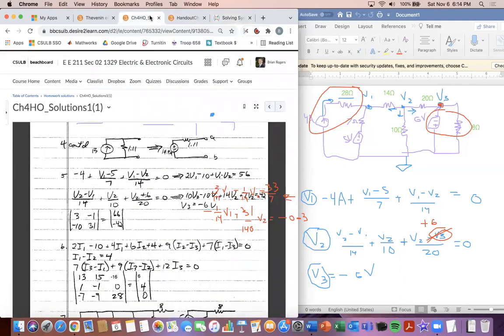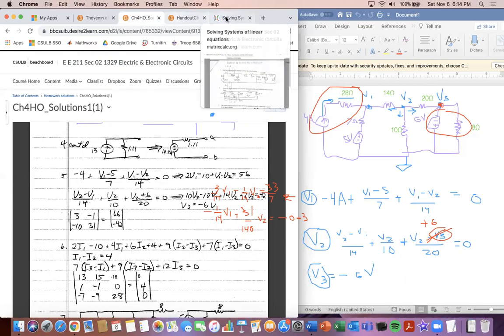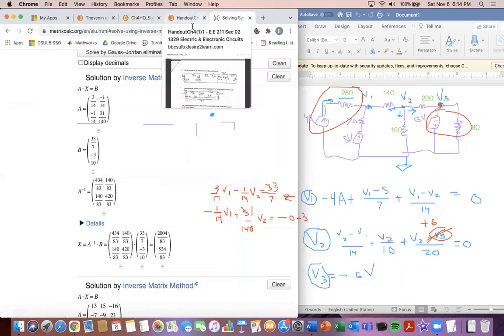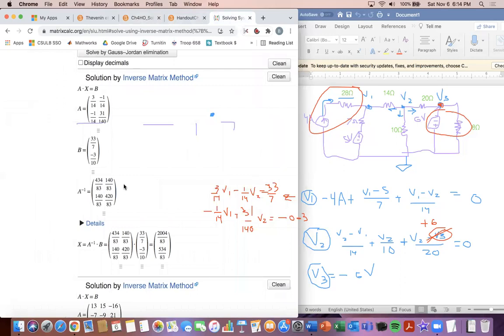And so this is what I get. When I solved this on mine, I got 2004 divided by 83, 24.14. That is correct, so that's what you should get for this one. And then for the next one, 534 divided by 83, 6.43, which is correct for V2. So your value for V1 should equal 24.14 volts, V2 should equal 6.43 volts, and V3 should be -6 volts, like we determined up there.